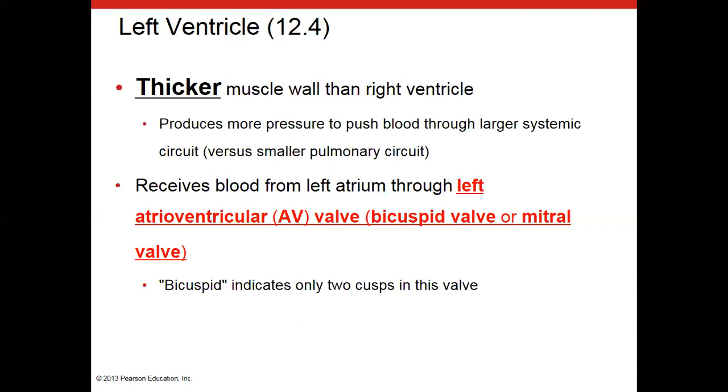A thicker muscle is a stronger muscle. So the left ventricular wall is much thicker than the right so that it can generate more force and pump that blood to everywhere in the body. That left ventricle receives blood from the left atrium by way of the atrioventricular valve. It's also called the bicuspid because it has two cusps instead of three, like the tricuspid on the right side, or it's also called the mitral valve.